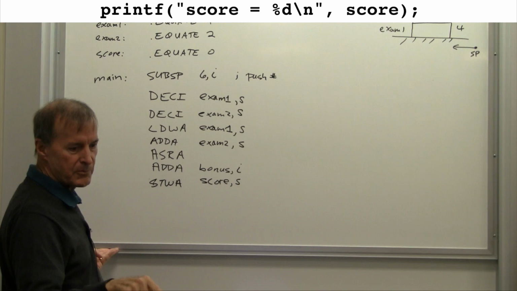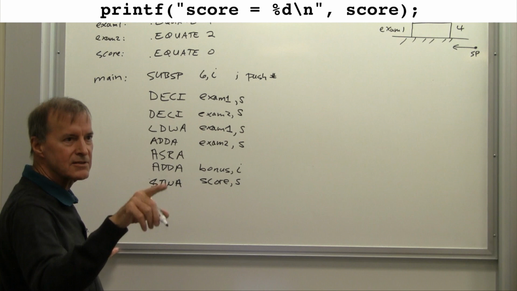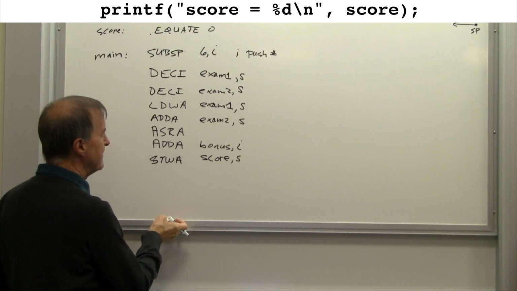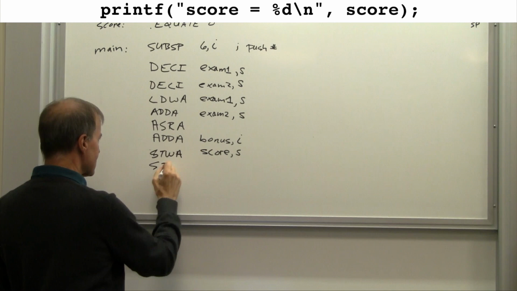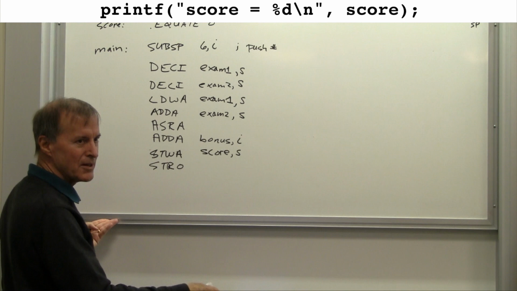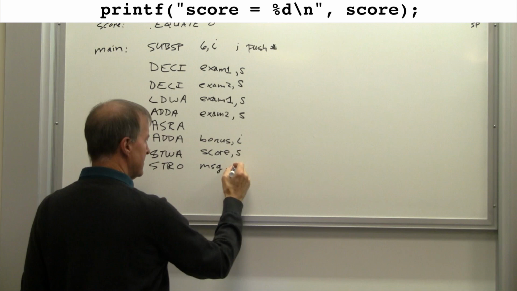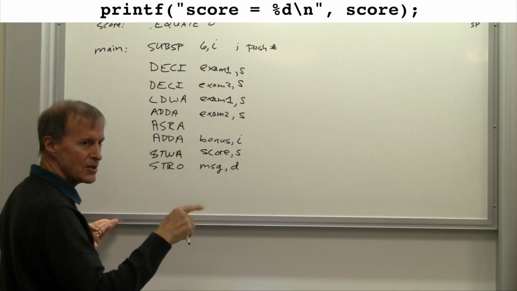Printf score. How do we do printf score equals? What will we do here? I think so. Good deal. Store what? Yeah, we have to have someplace down below. We call it what? Message. Addressing mode? That's direct, isn't it? I think that's how we do strings, right? So have a message below.